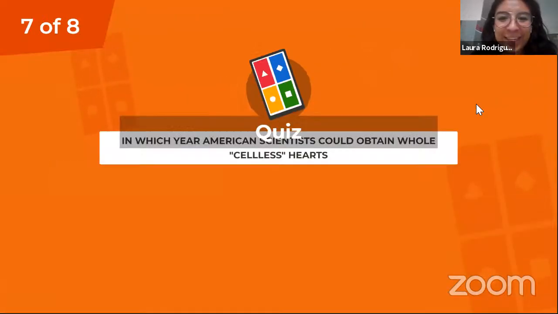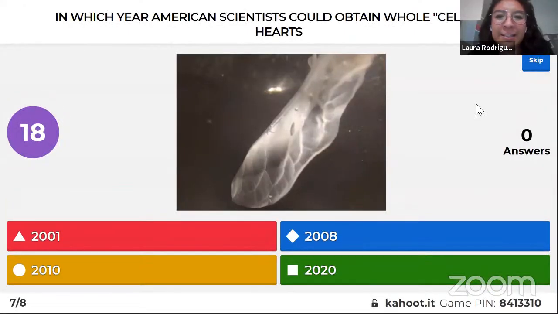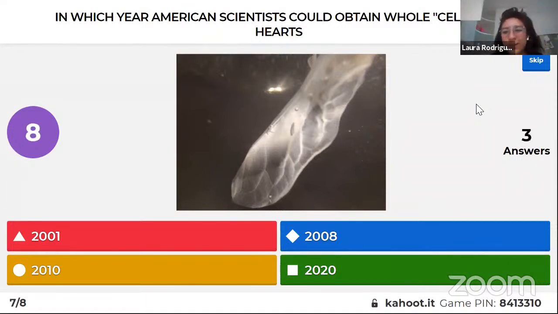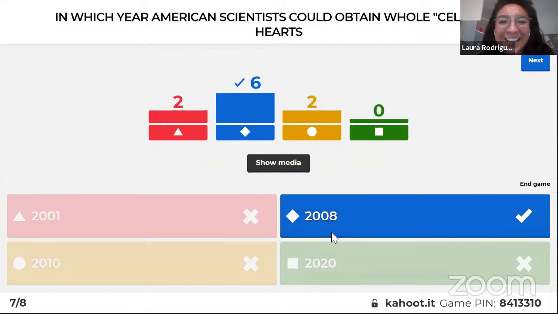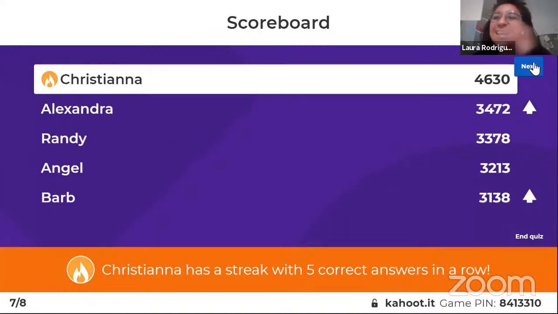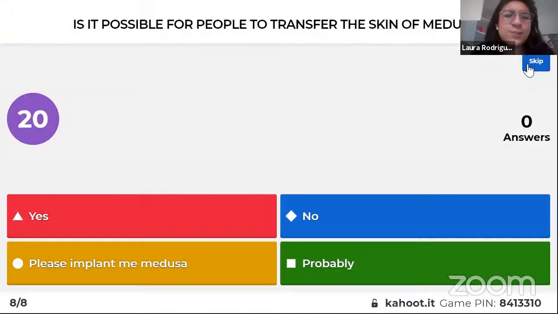Okay, the next, I think, is almost the last one. In which year did American scientists obtain whole cell-less hearts, without cells? When they removed all the cells for the first time of a whole organ. Yeah, good, 2008. So who is in the first place now? Oh, Christiana, you are going to get an A plus in the course.